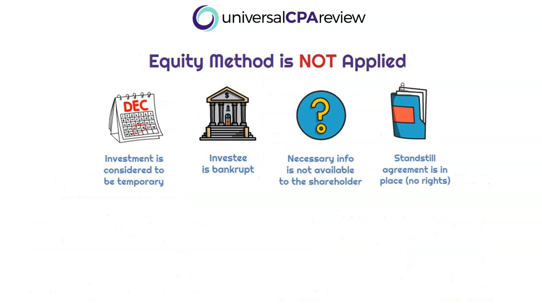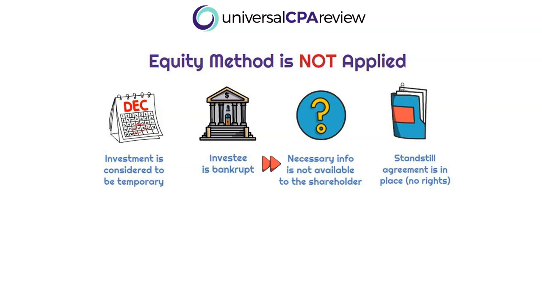Now, there could be certain situations where we own between 20 and 50% and we have significant influence, but the equity method will not be applied. A few examples could just be that the investment is considered to be temporary. Right? If we're going to hold it short term, then there's no reason to account for it under the equity method. What if the investee is bankrupt? Well, we probably wouldn't use the equity method.